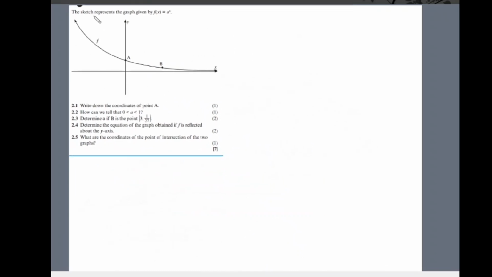Okay, so the sketch represents the graph given by f(x) equals a to the power x, and then write down the coordinates of the point A, right? Without calculating, we know that the coordinates of that point are (0, 1), right? To be sure, you can go ahead and calculate it. You let x be 0. When you raise any number to the power 0, it's 1. So that's why we know straight away that the point is (0, 1).